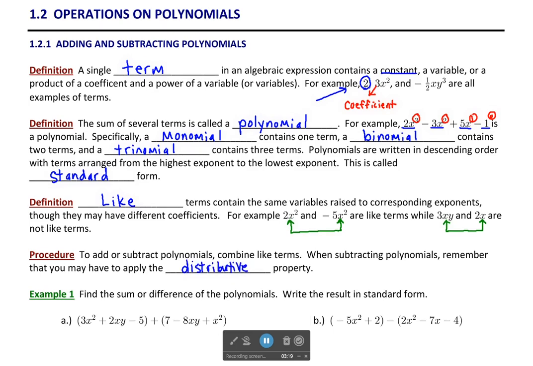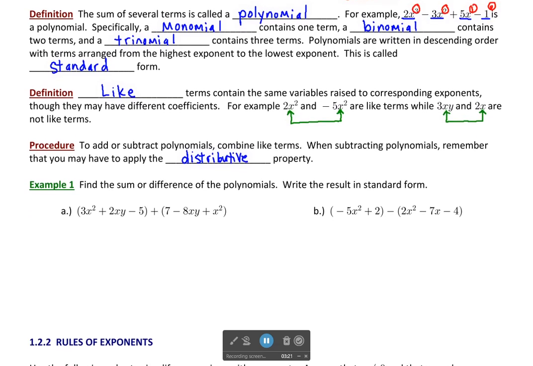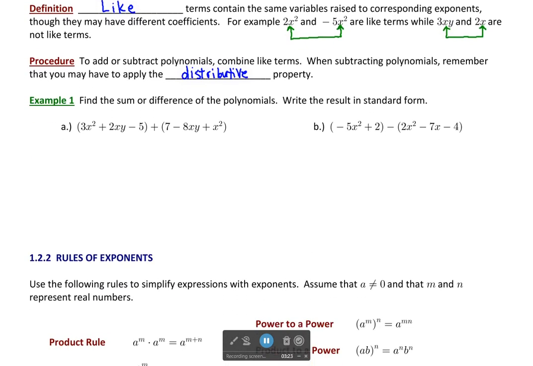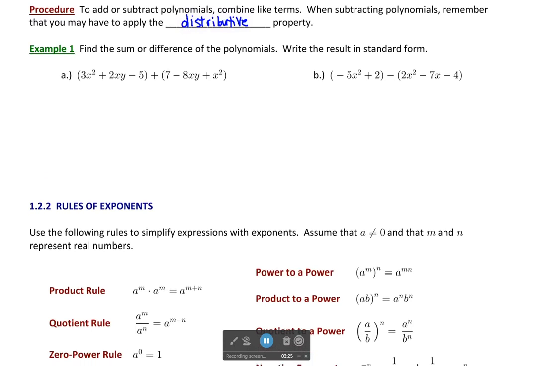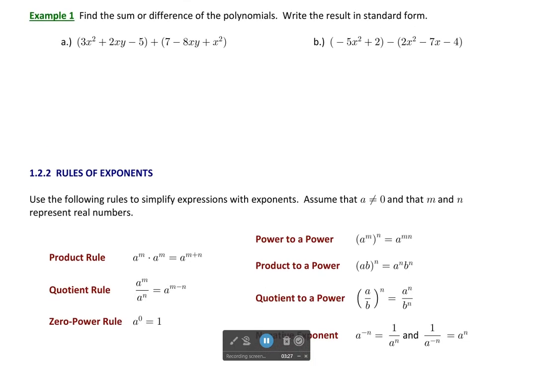Let's practice adding and subtracting polynomials by combining like terms. In example 1, we want to find the sum or difference of the polynomials and write the result in standard form. Remember, that means descending order. In the first example, we have the sum of two trinomials. Now, the parentheses in this problem are not making a difference. So on the first step, I'm just going to drop those parentheses.